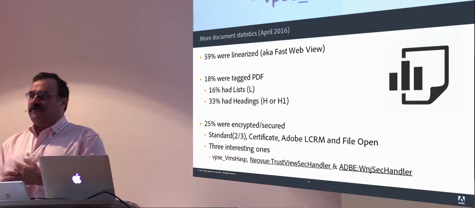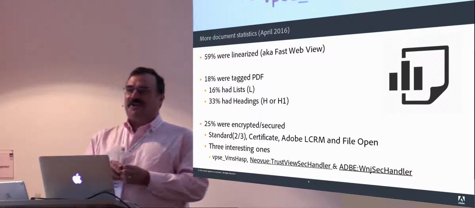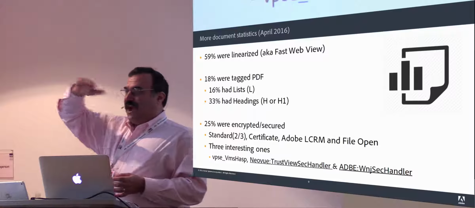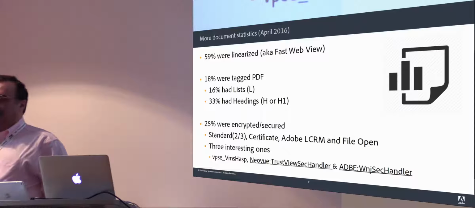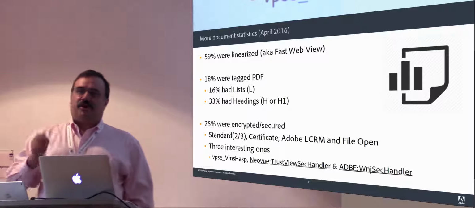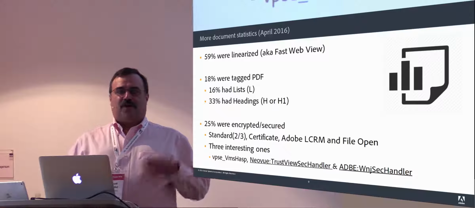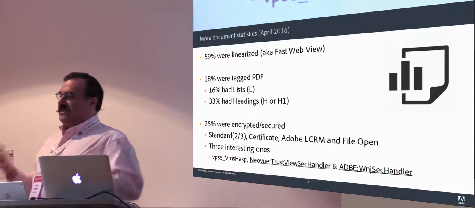This one I put in for Duff and others. 18% of the documents were tagged. This is a rising number. It's rising slowly, but it's rising. But I think more interestingly, we started recently looking in depth, getting more information. Not only is it tagged, but how is it tagged? What's in there?